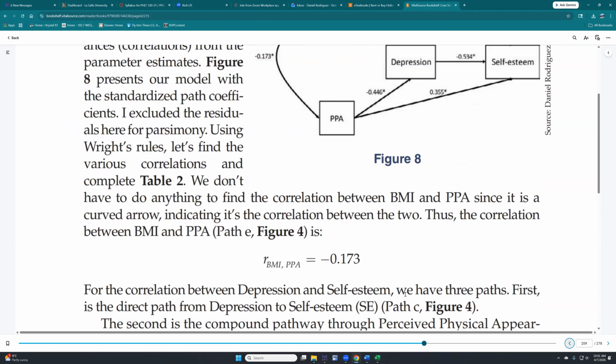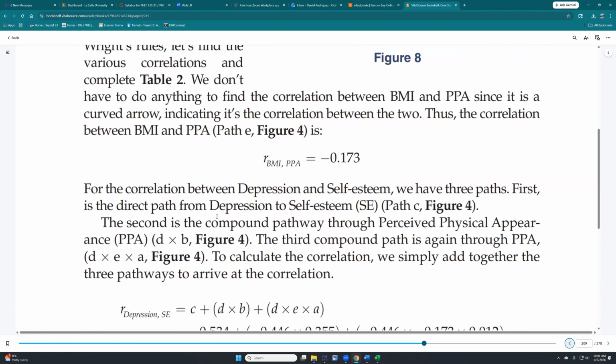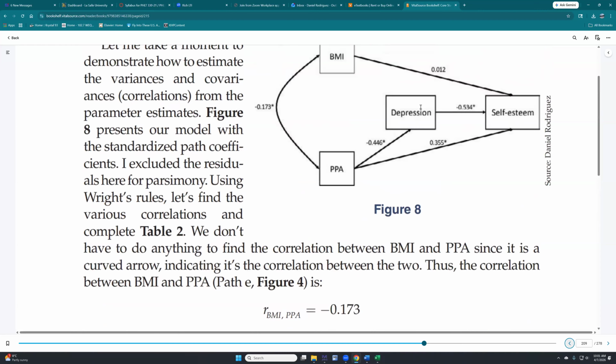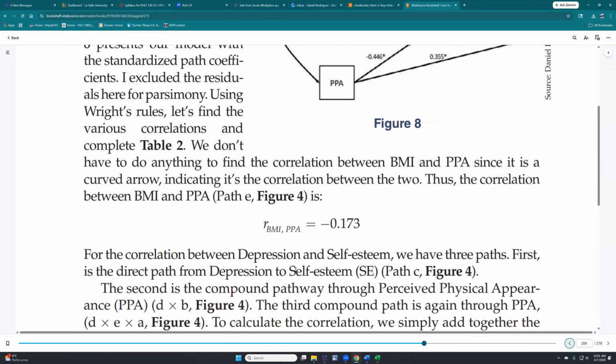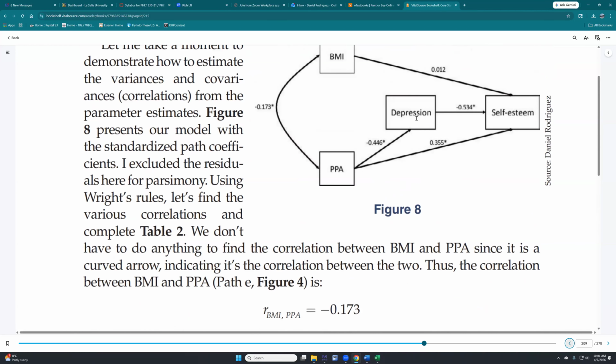All right. Okay, this is for the correlation between depression and self-esteem. So these two right here. I can get here in two different ways using Wright's rules. I can go from depression directly to self-esteem, and that value is minus 0.534. I have a second pathway I can use. Remember, one of Wright's rules was you cannot go forward and then backwards, but I can go backwards and then forwards.